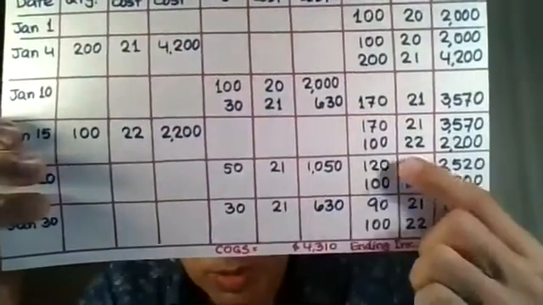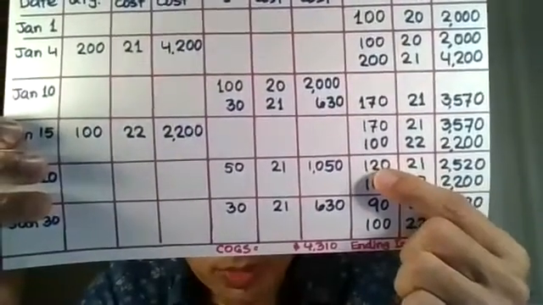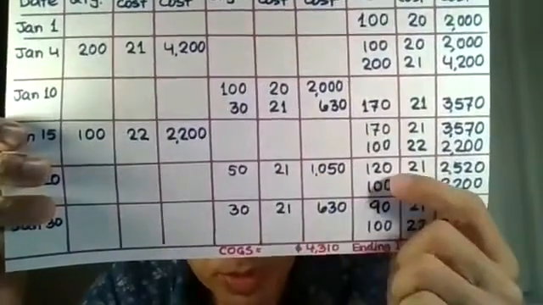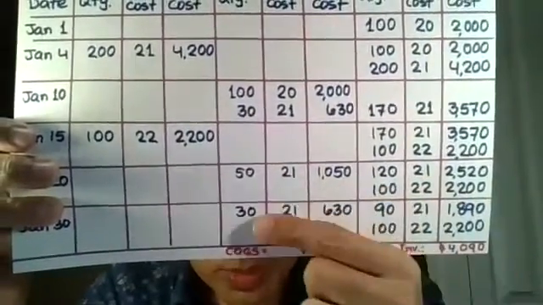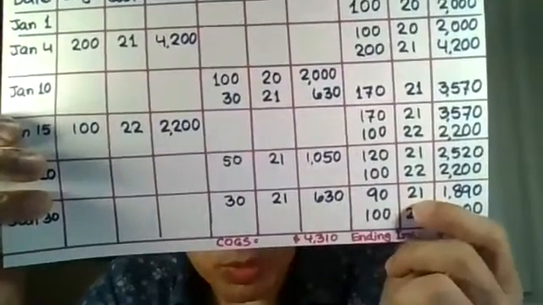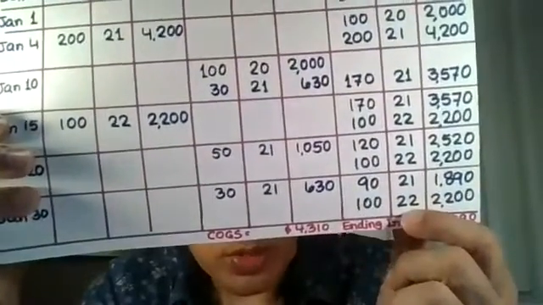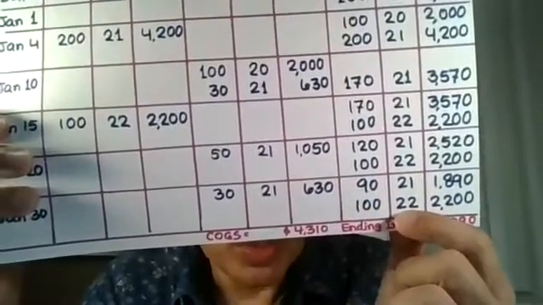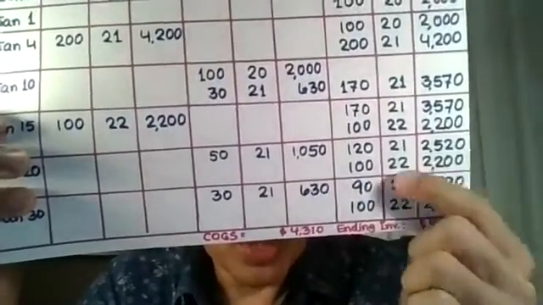So that 30 would also go from the oldest ones. So there we had 120 units. Remember, we had 170, then we sold 50, we're left with 120. Now we'll be selling another 30, so that would leave us with 90 units. So 90 units at 21, and then 100 units at 22. 90 at 21 and 100 at 22. So that's the closing stock.